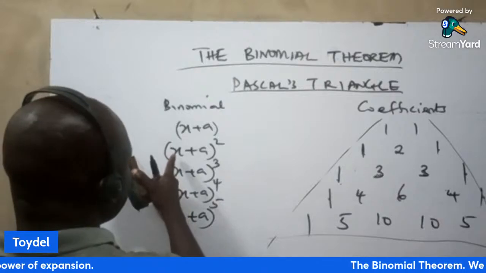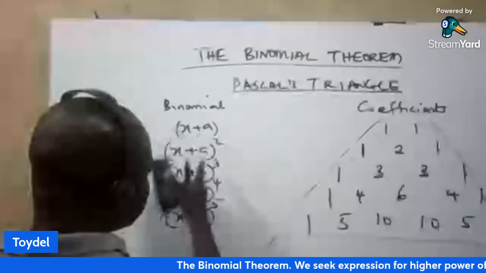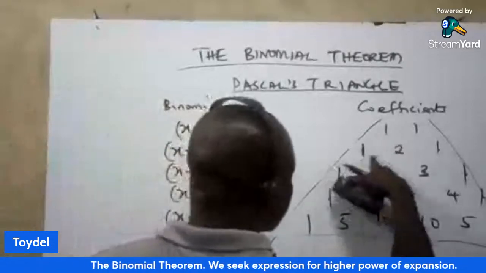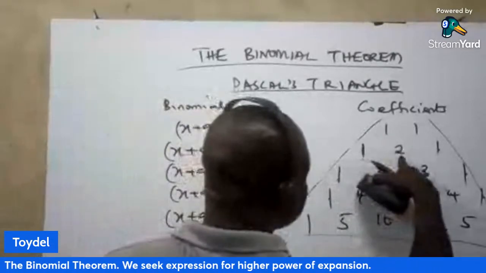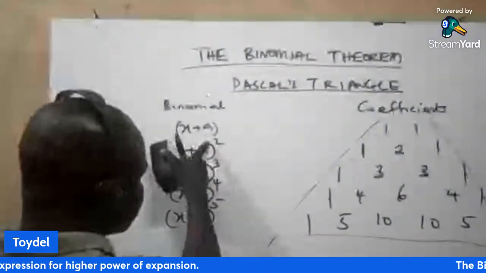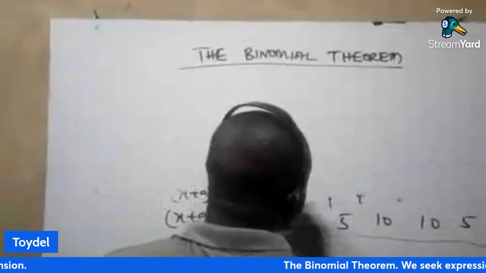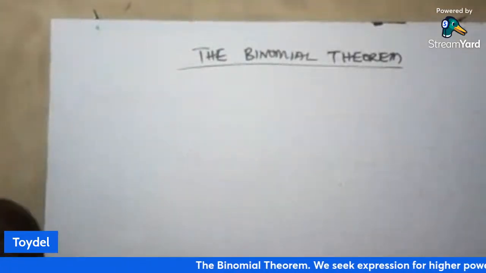But by the time I have (x + a) raised to power 2, we are going to write 1, will be depreciating with this power, while this second one will be appreciating with this power. So let me just use an example to get what we are going to do.